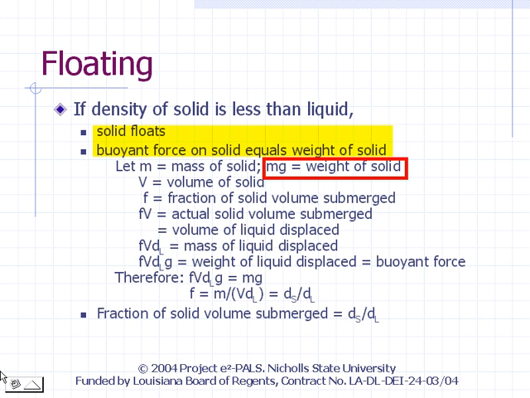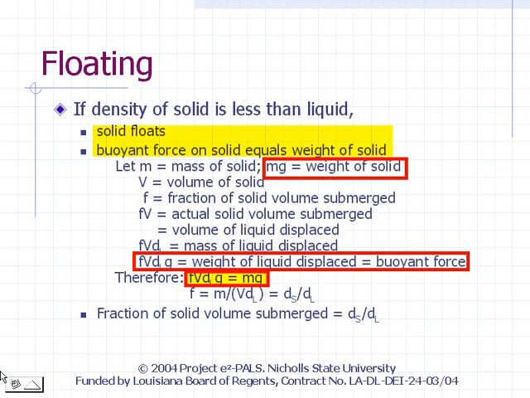The mass of the liquid displaced is equal to the volume displaced, F times V, multiplied by the density of the liquid, d sub L. We multiply this by g to get the weight of the liquid displaced. According to Archimedes, this is the buoyant force. Therefore, the buoyant force, F times V times d sub L times g, is equal to the weight of the solid, M times g. Solving for F, we get that F is equal to d sub S divided by d sub L.